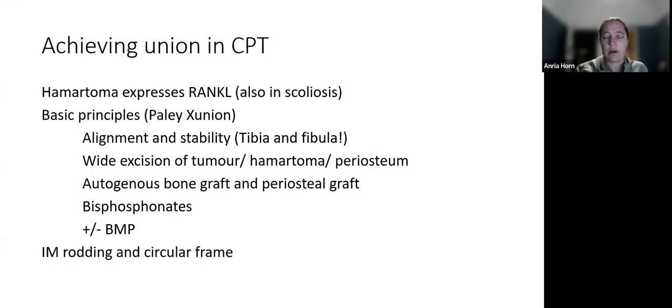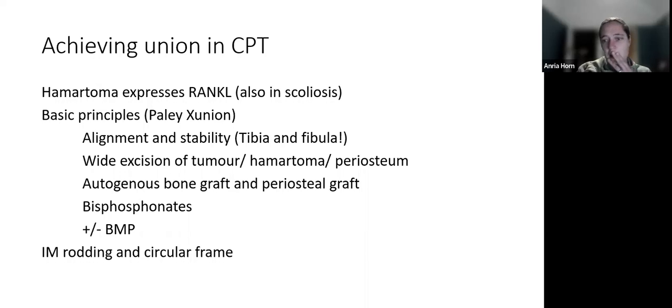So the hematoma, which is the abnormal pathological periosteum, expresses RANKL, same as in scoliosis. So we know already what that does. It activates the osteoclasts, so it's very difficult to achieve union in these patients. The principles are alignment and stability. Both the tibia and the fibula need to be fixed. Wide excision of the tumor, hematoma, the periosteum, bone graft, periosteal graft, and bisphosphonates, plus or minus BMP, but we don't use that. And then you have to use an IM rod and a circular frame to achieve the union.